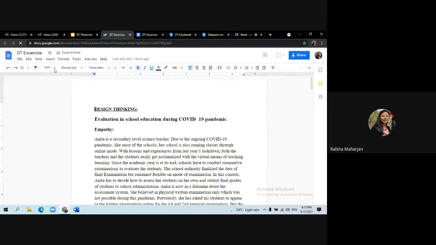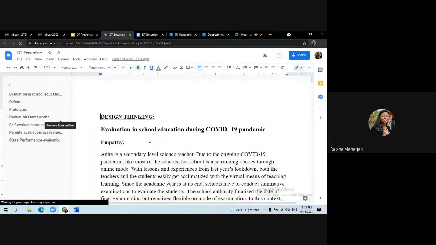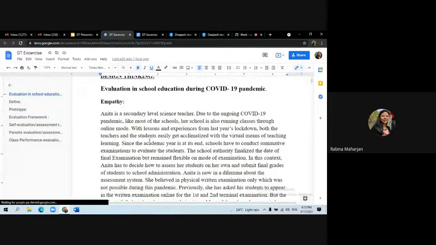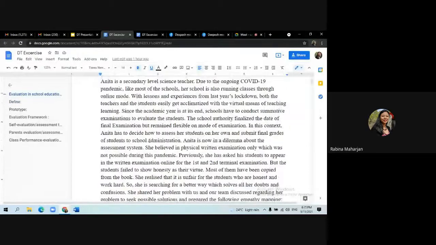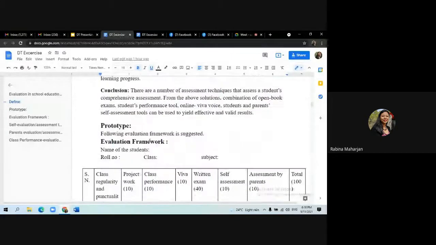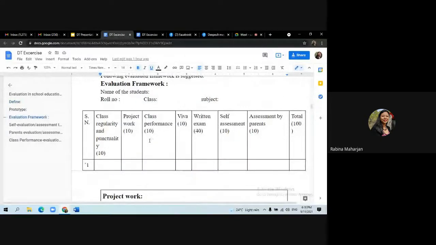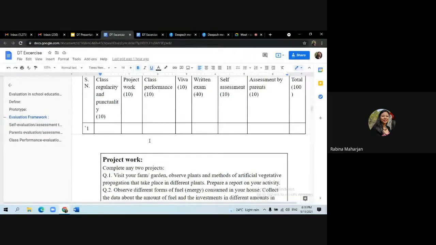So this is the detailed plan that we have presented to our user Anita ma'am. We have written all our plan in detail here. I have already mentioned the Empathize phase, Define, Ideate stage, and Prototype also. We have presented an evaluation framework as a prototype to our user, and here I am going to present some sample project work, sample assessment tools that can be used to assess the students.